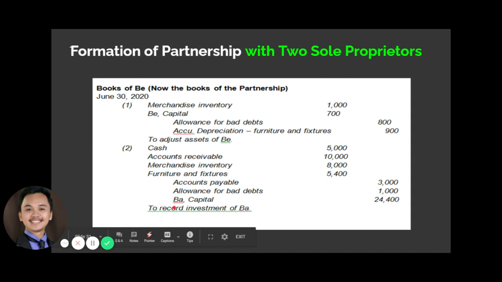Okay, same process lang pud ang buhaton if ever ang option diri kay Be na pud ang i-close tapos kay Ba na pud ang i-continue. Reverse lang siya, baliktaron lang nimo. Kay Be na pud ang imong i-close tapos kay Ba na pud ang imong i-continue. Same process will be applied. Nagkambyo lang sila. Instead of Be, si Ba na pud ang imong i-continue, si Be na pud ang imong i-close. So that's formation. That is formation of partnership with two sole proprietors nga ang books of the partnership gikan lang sa either one of the two sole proprietors.